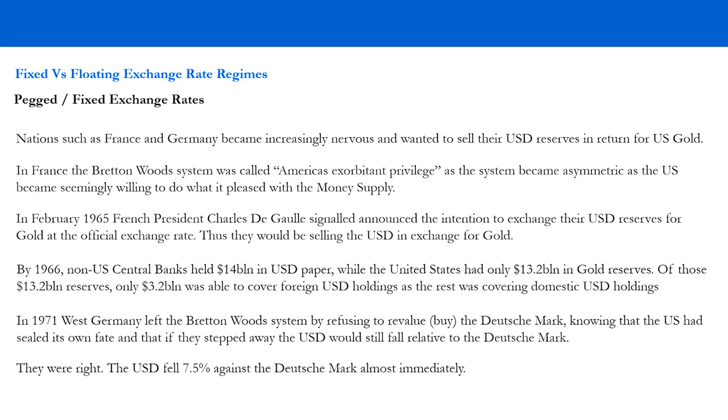And the system was really tested later on in the early 70s because West Germany decided that they wanted to leave the Bretton Woods system. And they did this by basically refusing to revalue the Deutschmark, so buying the Deutschmark, knowing that the US had sealed its own fate, and that if they stepped away, then the US dollar would fall relative to the Deutschmark. And they were actually right. Almost immediately, the US dollar fell 7.5% against the Deutschmark.